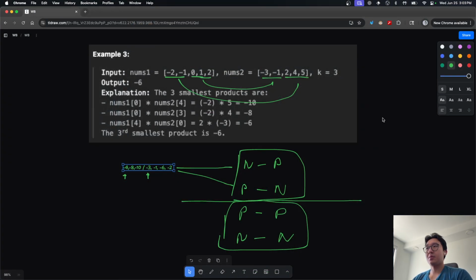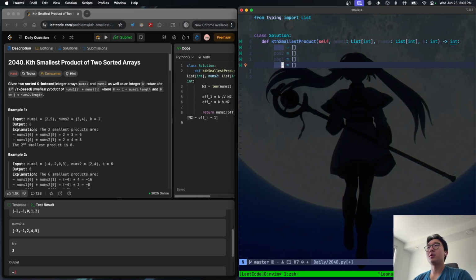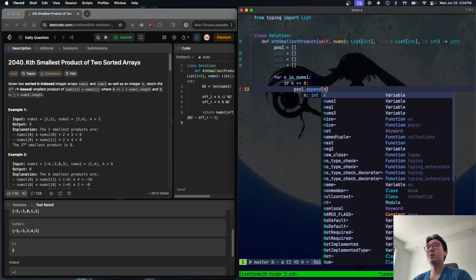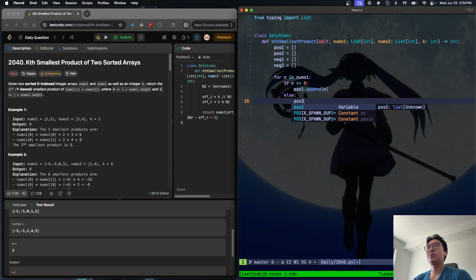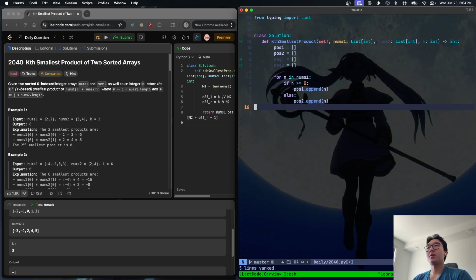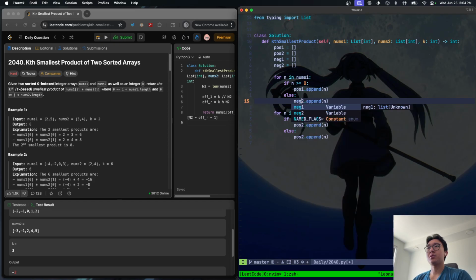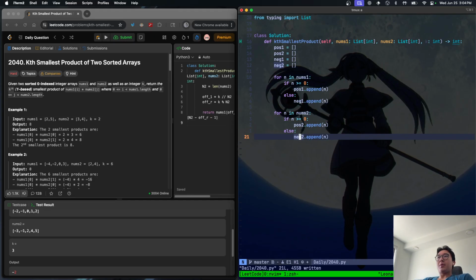pos1, pos2, neg1, neg2, for number in num1, if number is greater or equal to 0, pos1.append(number), else neg1.append(number), and then we do the same thing for num2: pos2.append(number), and neg2.append(number).